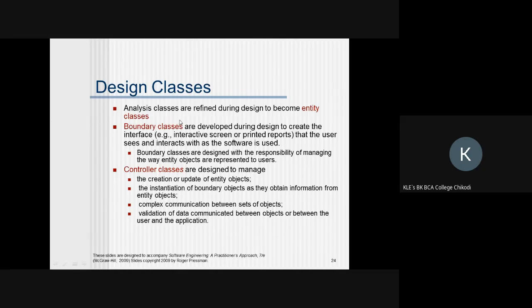Design classes. Analysis classes are refined during the design to become entity classes. Boundary classes are developed during the design to create the interfaces that the user sees and interacts with as the software is used. Okay, controller classes. As I told you, a controller basically controls the flow of data. That is the one thing with respect to the control class.